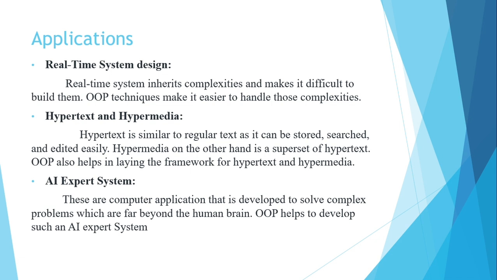AI concept. AI expert system. What is AI? Artificial intelligence is an extension of the human brain. These are computer applications developed to solve complex problems that are far beyond the human brain. OOPS helps to develop these, so in the OOPS concept we can use the artificial intelligence concept.